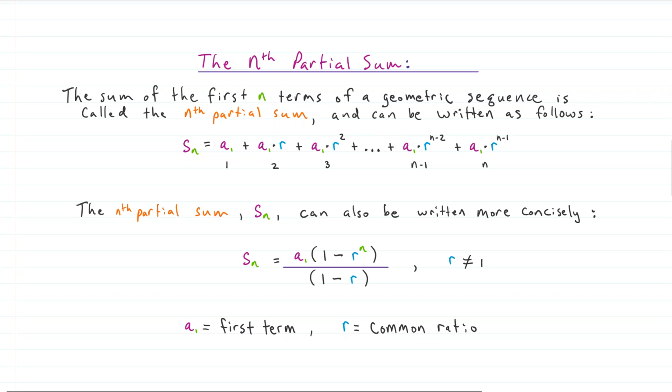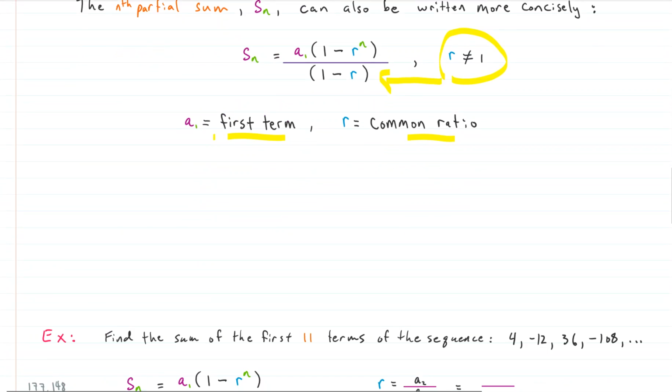So luckily for us, we have another formula that is a little more concise. And it is s sub n equals a fraction. In the top we have a sub 1 multiplied by quantity, 1 minus r to the n. And in the denominator we have 1 minus r. r is the common ratio, and a sub 1 is the first term in the sequence. And by the way, r cannot equal 1, or the universe explodes, because you have 0 in the denominator.